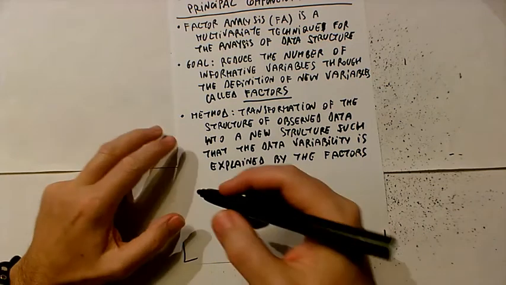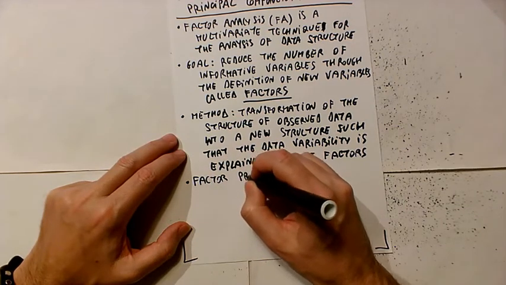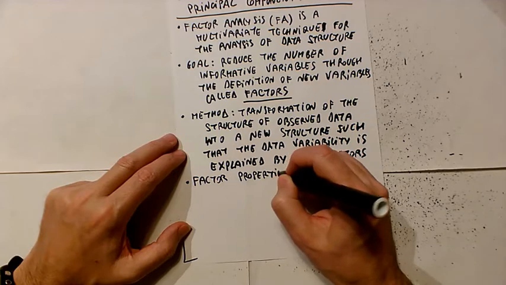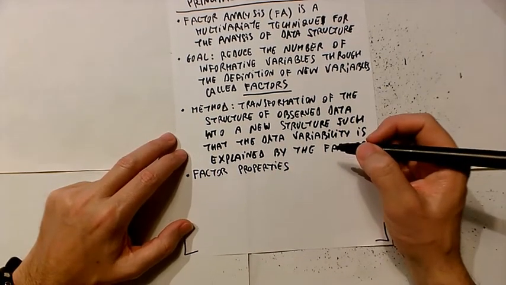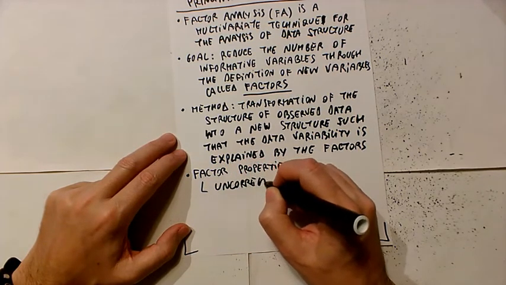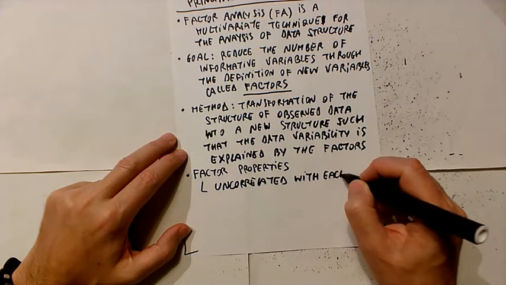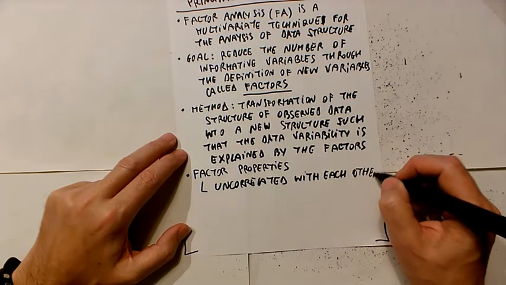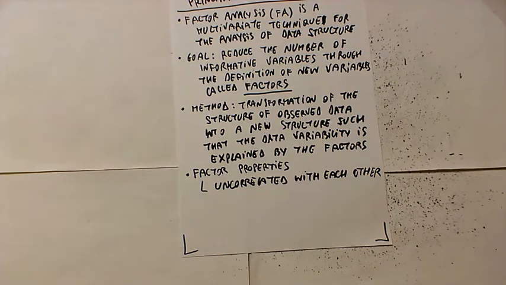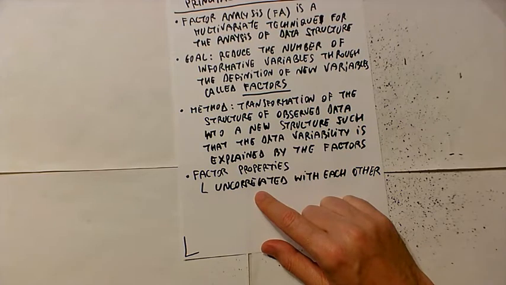So factor properties mainly are: they are uncorrelated with each other, and this is a very important property, because the incorrelation between factors implies that each factor provides different information with respect to other factors.